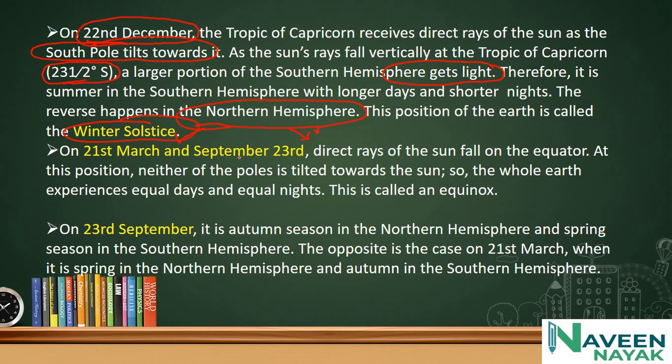On 21st March and September 23rd, direct rays of the sun fall on the equator. At this position, neither of the poles is tilted towards the sun, so the whole earth experiences equal days and equal nights. Remember this, 21st March and September 23rd. This is called equinox. On 23rd September, it is autumn season in the northern hemisphere and spring season in the southern hemisphere. The opposite is the case on 21st March, when it is spring in the northern hemisphere and autumn in the southern hemisphere.